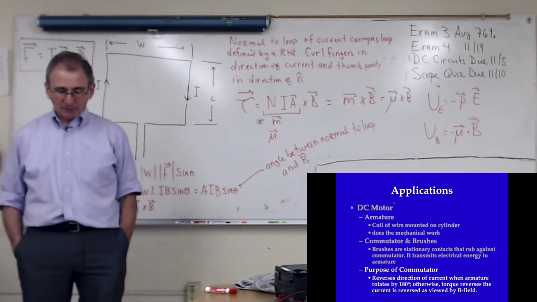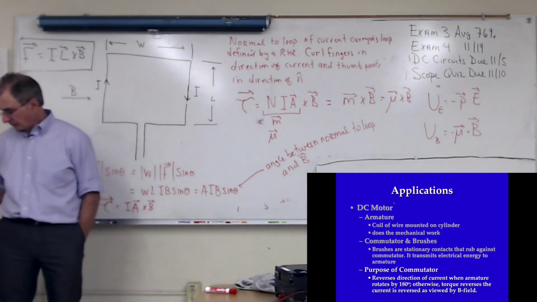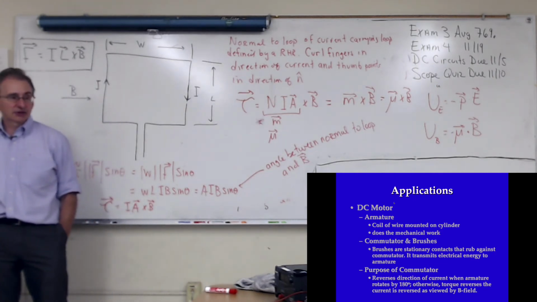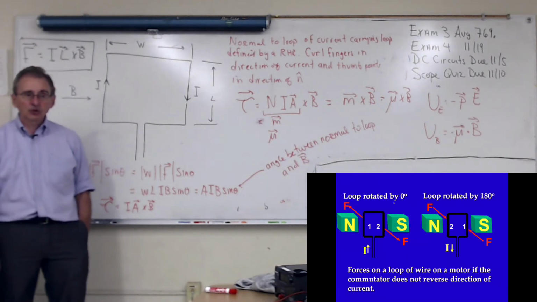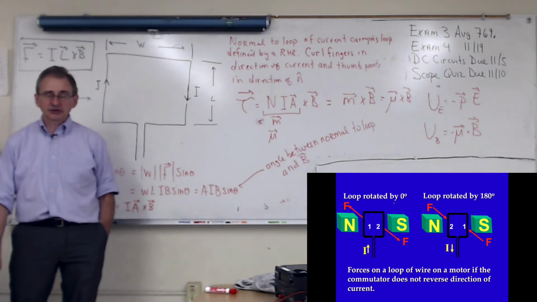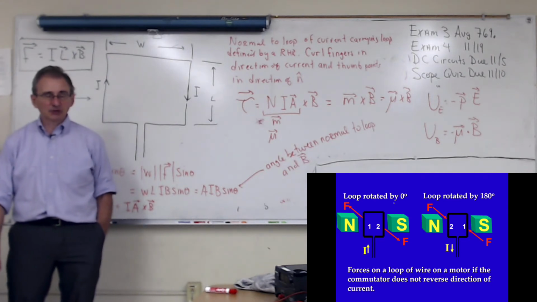And the split ring commutator is designed so that the current changes direction when the loop flips by 180 degrees. If you didn't have that, the motor would just oscillate back and forth. It would be useless.